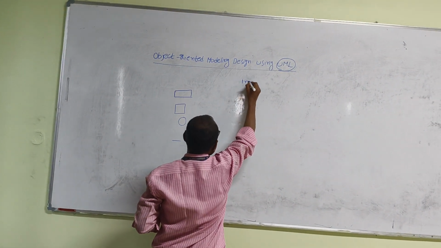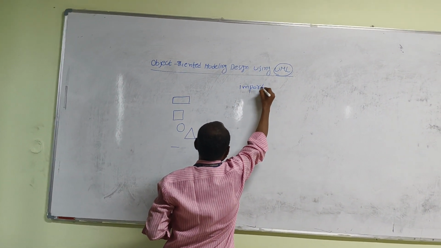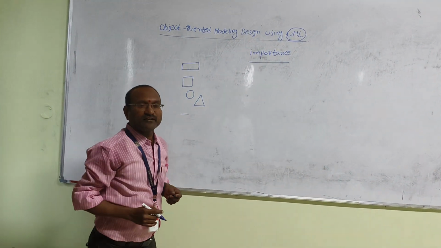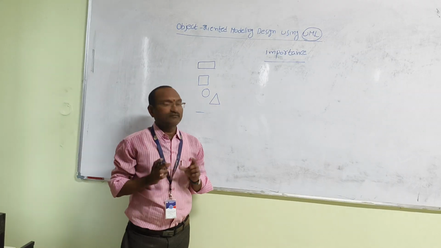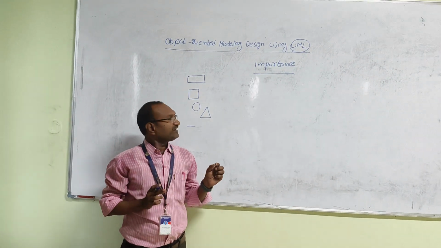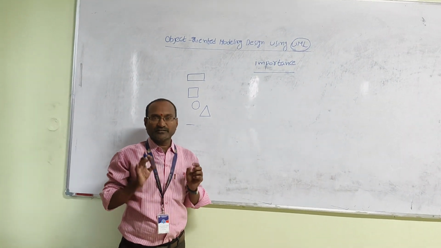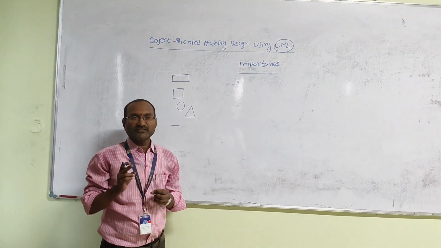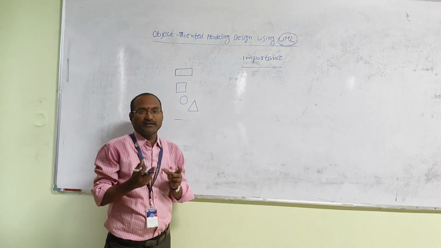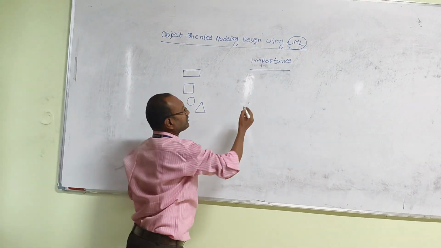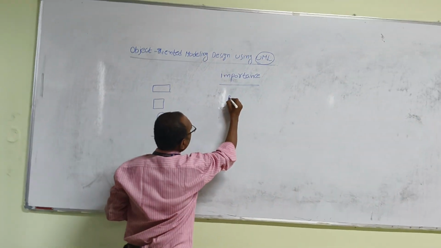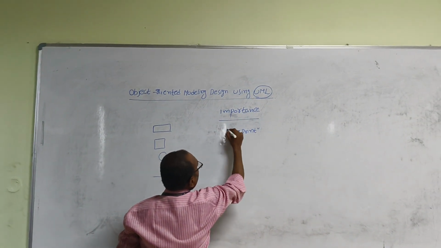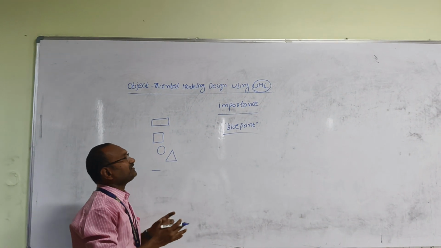Importance of modeling. Nowadays, in any field of work, designing or modeling is the main important aspect. Suppose we take constructing a building. In constructing a building, before the project is planned, the plan of the building is simply called a blueprint. This is the main aspect of constructing a building.